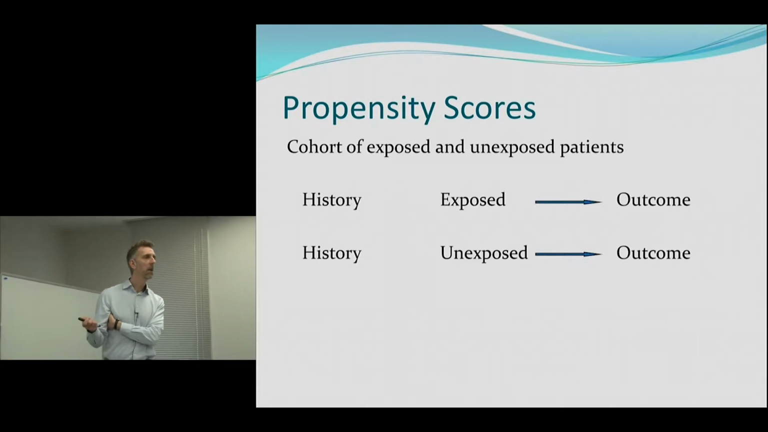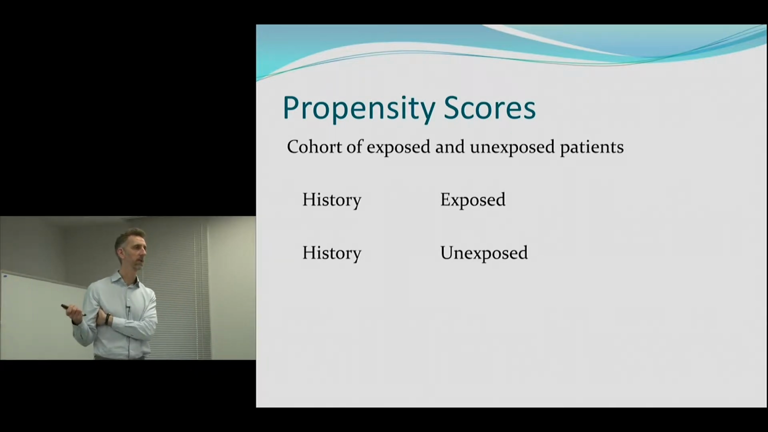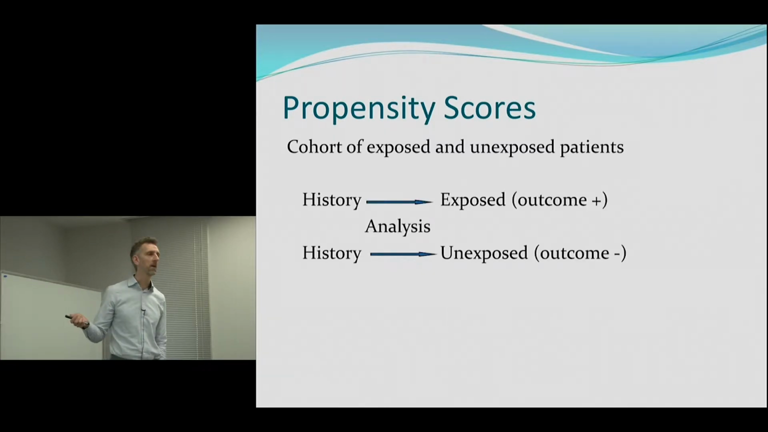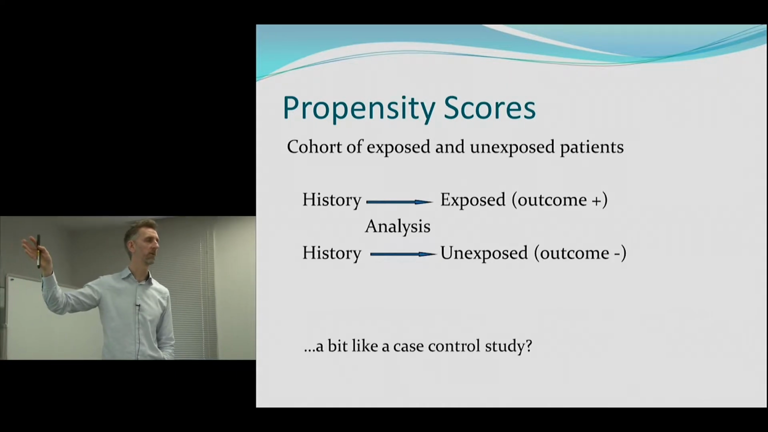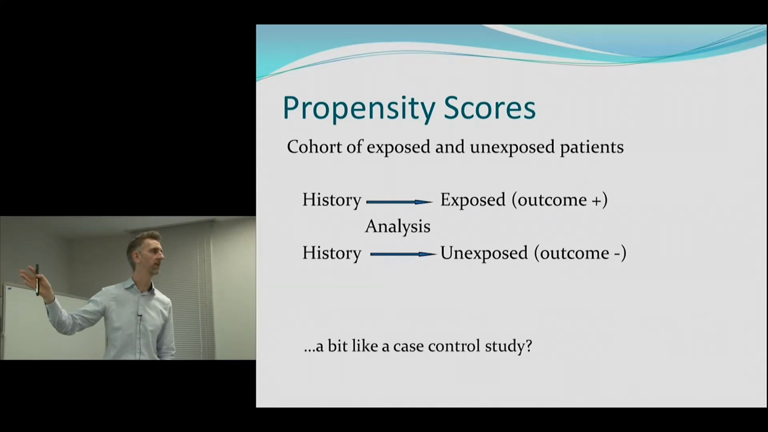And instead, we look back in the patient's medical history. And we look for the association between having the exposure and various things in your medical history. So effectively, we treat the exposure itself, so receiving the statin, as an outcome. And we look at what are the risk factors for receiving that exposure. Does that make sense? So it's a little bit like a case control study. So this is the starting point for using propensity scores, that we start just with the exposure and look at the risk factors.